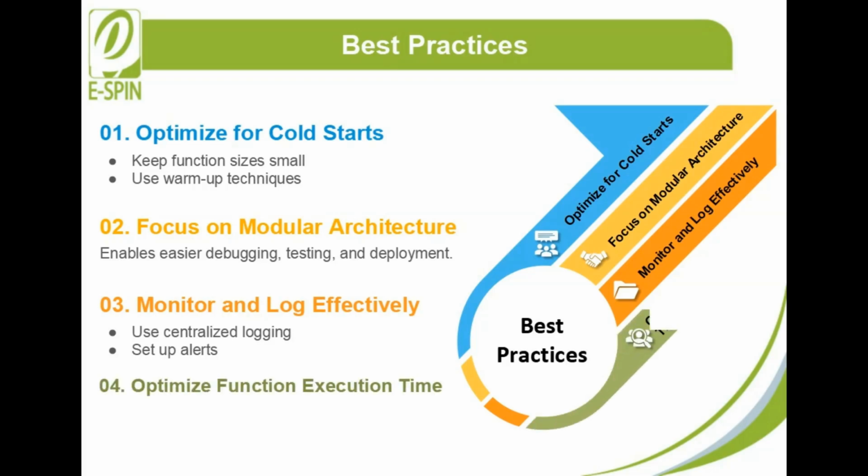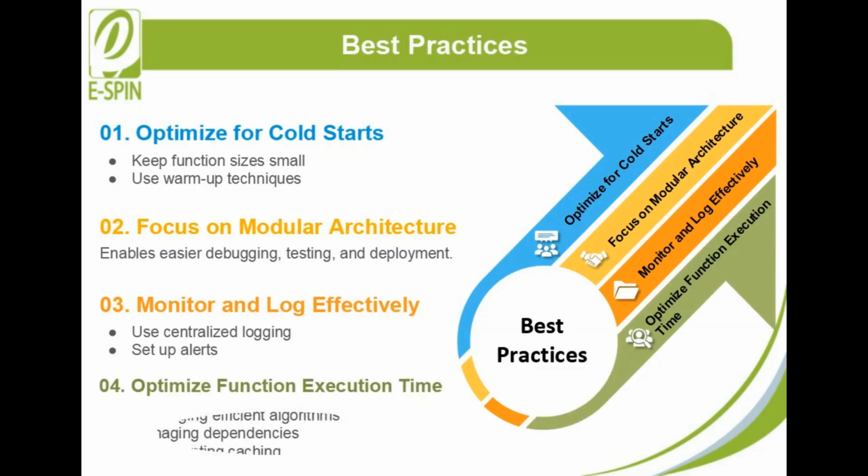Optimize function execution time: leveraging efficient algorithms, optimize code for speed and efficiency. Managing dependencies: reduce the number of external dependencies to lower execution overhead. Implementing caching: use caching mechanisms to store frequently accessed data and avoid repeated expensive operations.